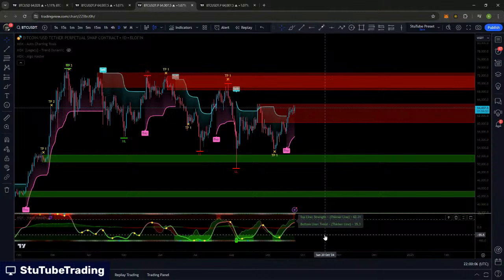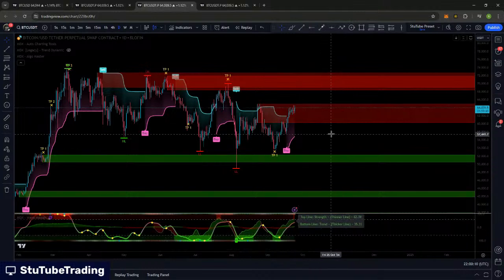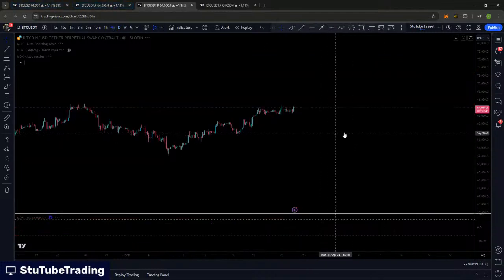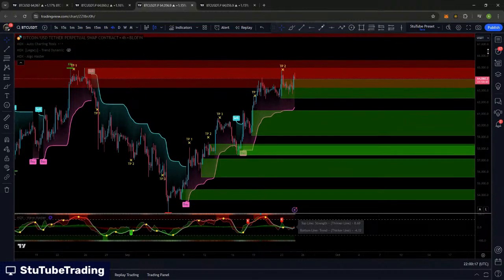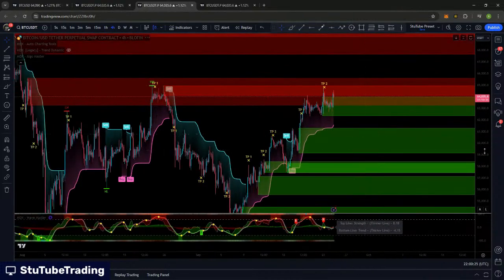The Wave Master indicator, I feel like it still has a little room to the upside on the daily. The 4 hour has plenty of room. That's very interesting with the 4 hour.